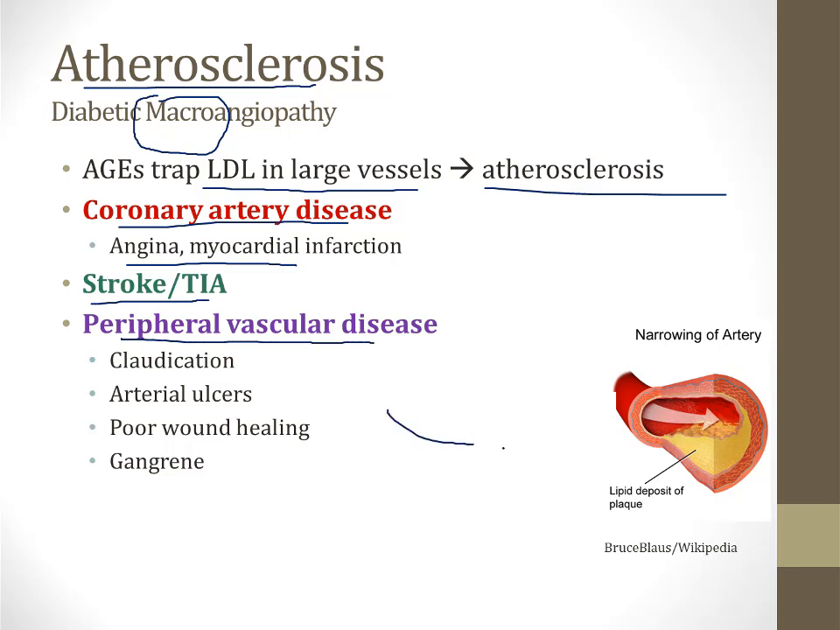This is where there is narrowing of blood vessels, as is shown in this picture, in the arteries that supply blood to the extremities, especially the legs. This can lead to the development of claudication, which is pain in the legs with walking. There can be ulcers on the skin called arterial ulcers. There can be poor wound healing of wounds in the lower extremities, and if it progresses, peripheral vascular disease can potentially lead to gangrene and amputation of limbs.